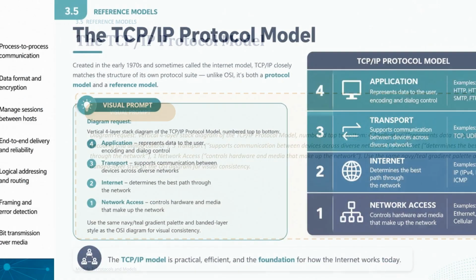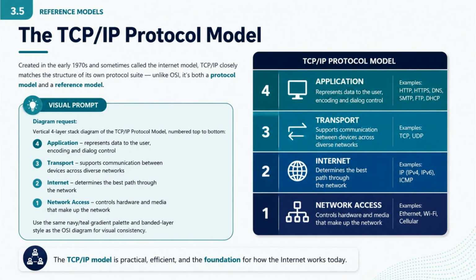Drill that numbering now. The TCP/IP model shown on screen has only 4 layers: application, transport, internet, network access. Unlike OSI, TCP/IP is both a protocol model and a reference model, since it closely matches its own actual protocol suite. Point out this is the model that matters most practically, even though OSI's vocabulary still dominates conversation.